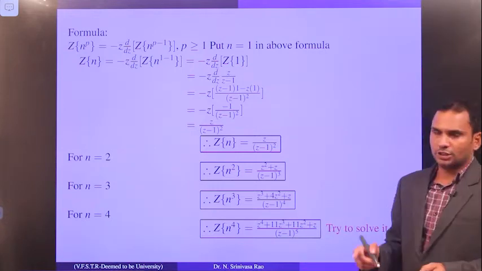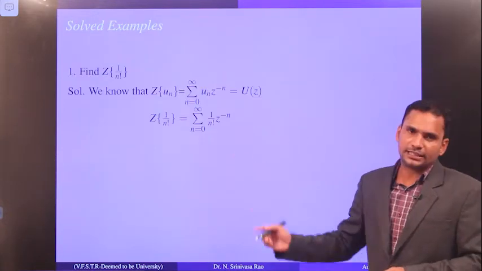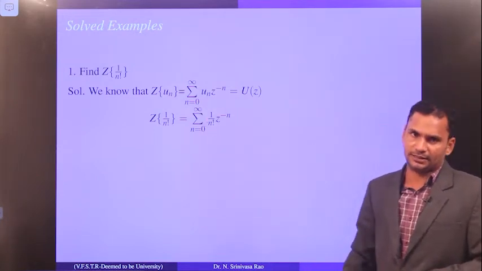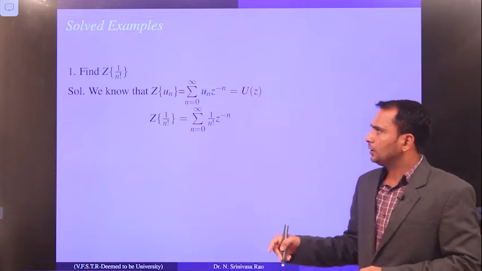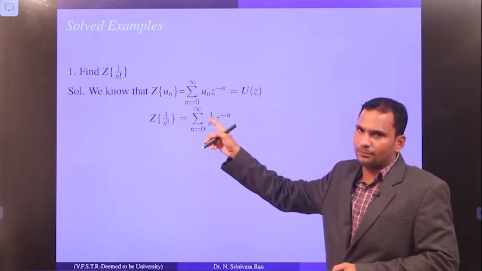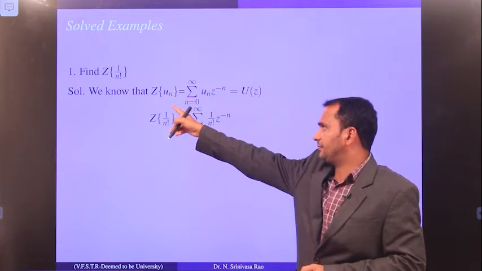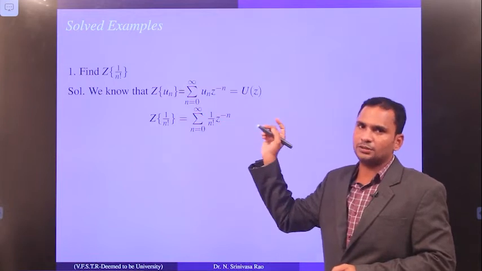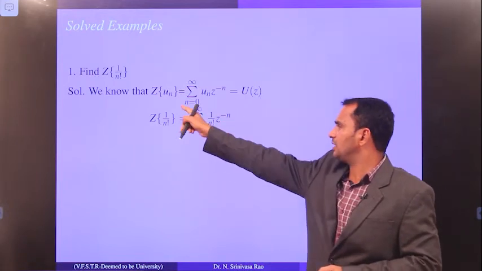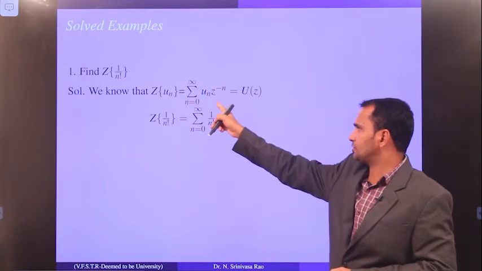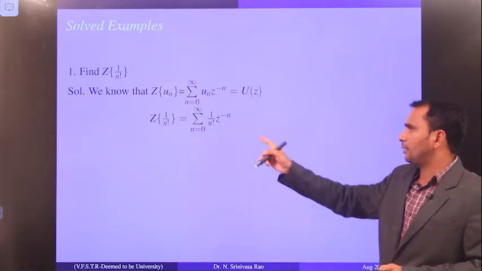Now we will discuss another type of example, like Z of 1 by n factorial. We have already solved so many examples, and this is the definition of the Z transform. Again I am writing it, because you have to always remember it. So Z of u n is sigma n equals 0 to infinity, u n into z to the power minus n.